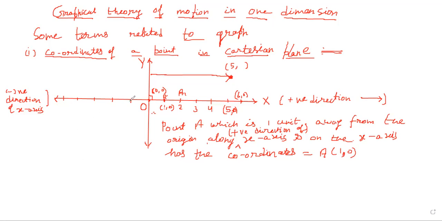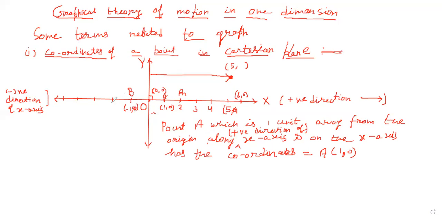Now, if we write about this point B, so coordinates of B will be clearly, you must have understood. So coordinates of B, which is 1 unit away from the origin along negative direction of x-axis, is given by (-1, 0).